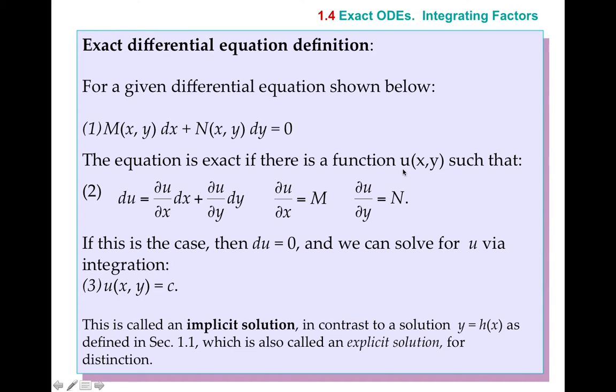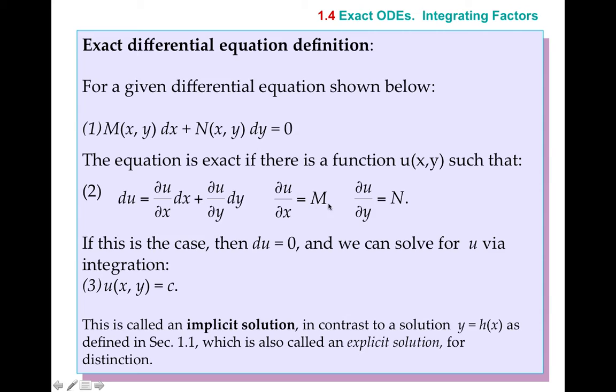If we take a general function u of x and y, and we basically take its derivative du, or its differential du, that's obviously equal to the partial derivative of u with respect to x times dx, plus the partial derivative of u with respect to y times dy. And so notice that this equation, which is the perfect differential of du, looks very similar to this equation if the following conditions are met.